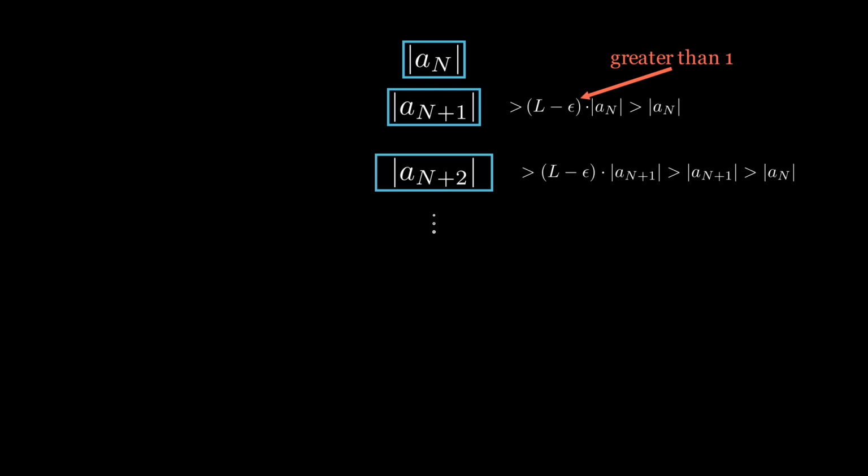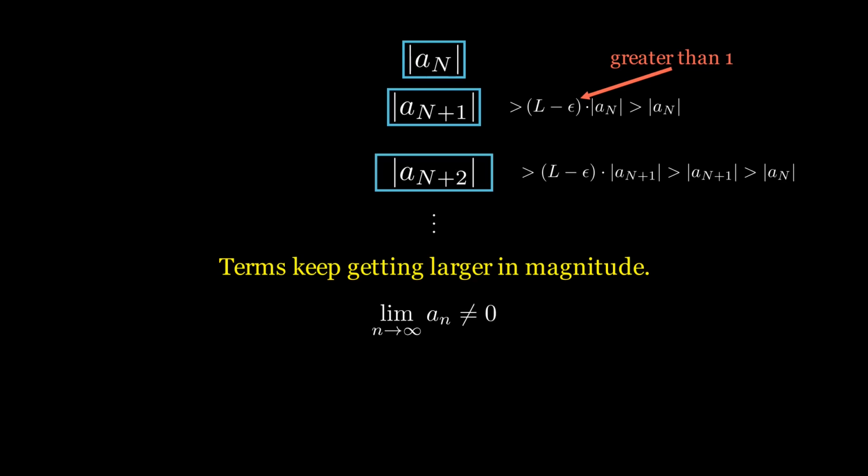It's easy to see from this that the terms of our original series keep getting larger in magnitude, so there's no way that the limit is 0. By the zero test, our series diverges. And that's it. I hope you can see the progression from intuition to proof, and maybe you'll be a little less afraid of Epsilon-Big-N proofs in the future.